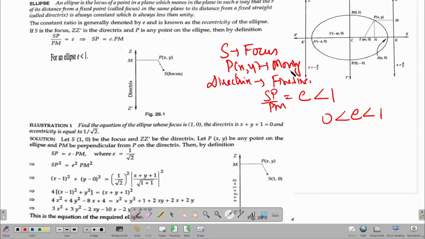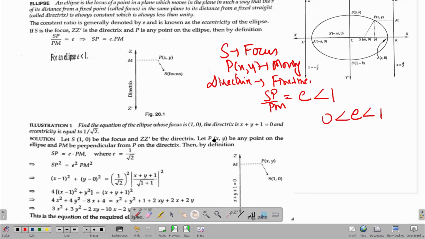Suppose that constant comes out to be 2 by 3. In that case, the locus of the point is an ellipse. The point is moving in such a way that the ratio of its distance from a fixed point to its distance from a fixed line is always constant, and that constant is less than 1. Then the path traced by the moving point is an ellipse.